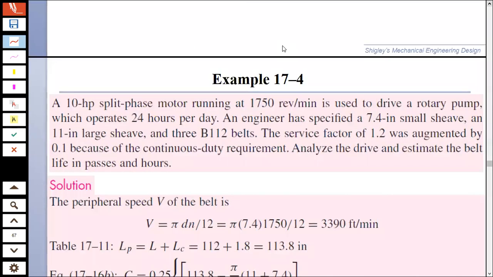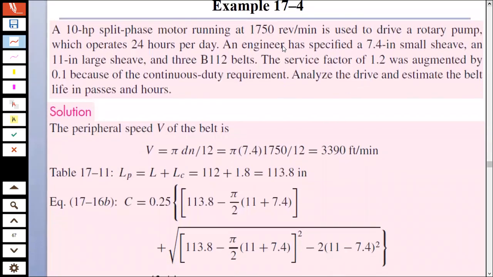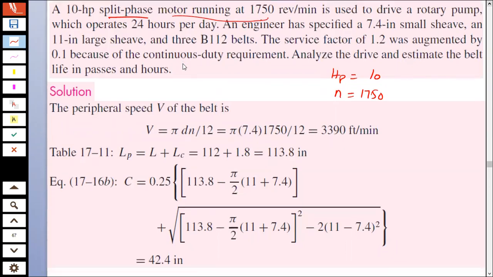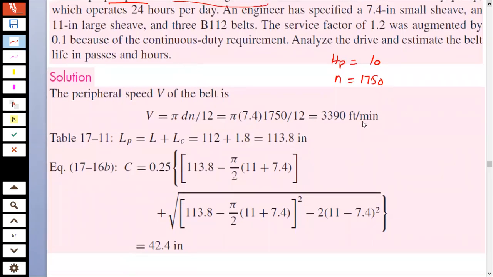Acha ji, again, let's have a look at this problem. It says that a 10 horsepower split phase motor running at 1750 rpm. So horsepower is given to you, that is 10. The N is given to you, which is 1750 revolutions, to drive a rotary pump, and that operates 24 hours a day. Theek hai ji. So this means that it's a tight situation over there.